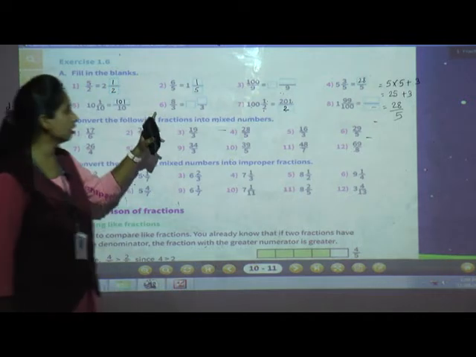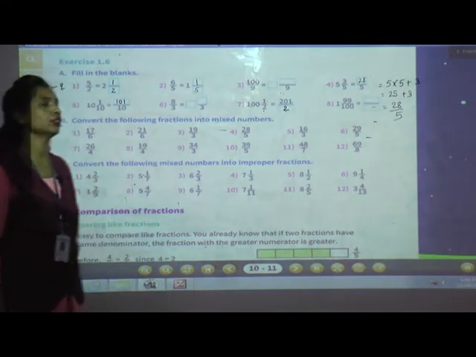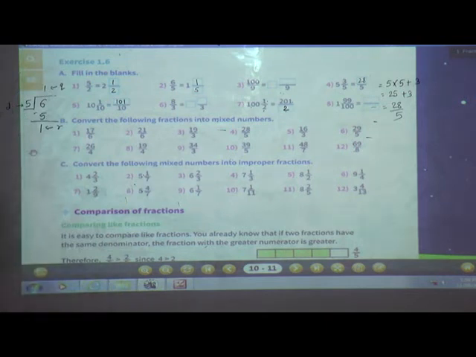So the remaining third one, sixth one and eighth one you will solve on your own. Clear? Yes. Now we will solve B question.